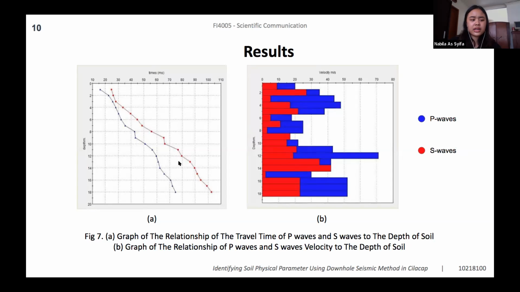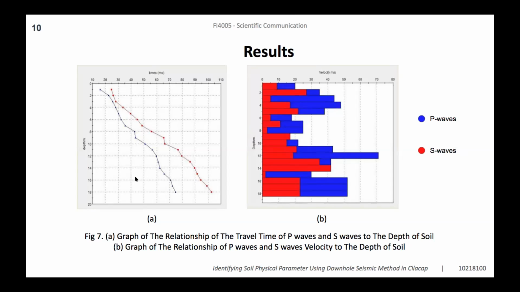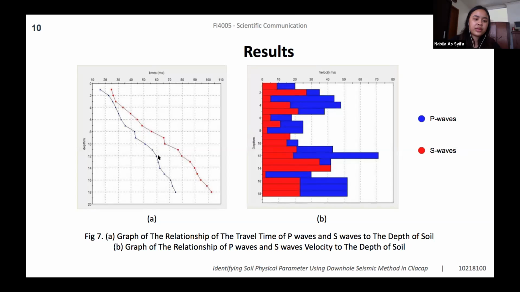The first one is in figure 7a. We can see that the S waves, here in red, spent a longer time to travel through the borehole, and the P waves travel faster than the S waves in blue. And in figure 7b, we can see the relationship of pseudo velocity and shear velocity towards the depth of soil, which basically supports the statement in figure 7a.